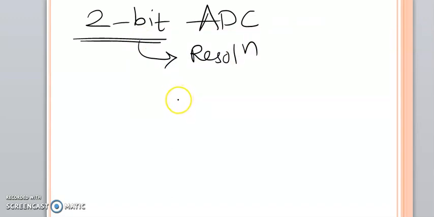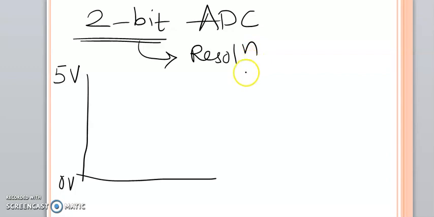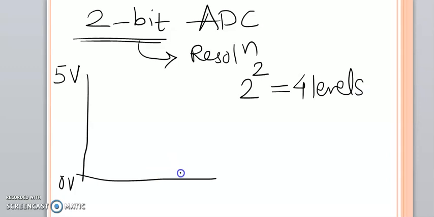So let us consider that I have a voltage range from 0 volt to 5 volt. And here, resolution means it can give 2 raised to 2, which means 4 levels. So it has the ability to detect 4 levels. Now this 0 to 5 volt voltage range can be divided into 4 levels.